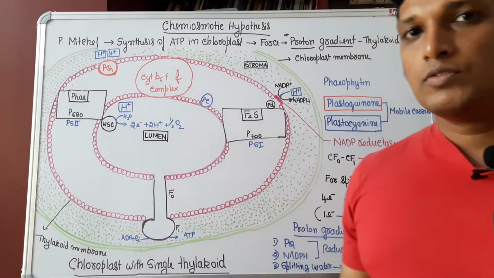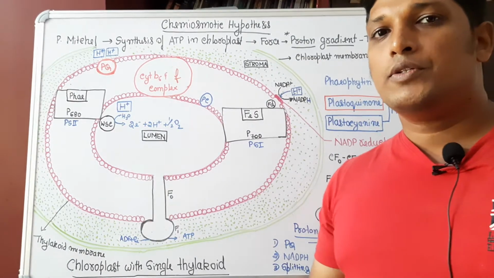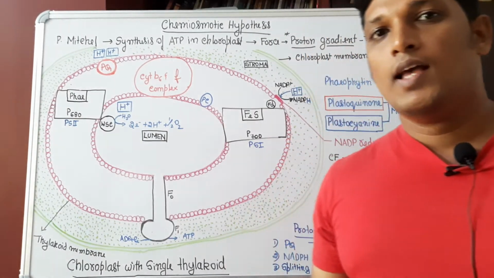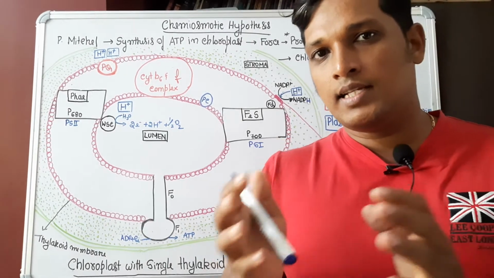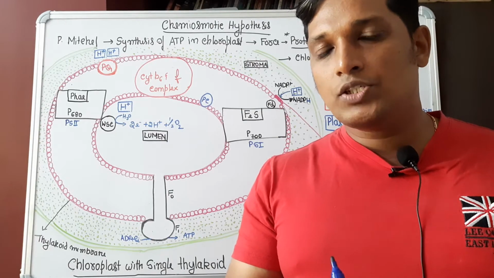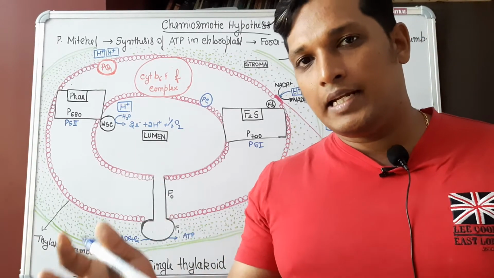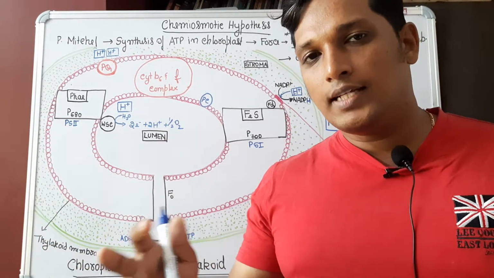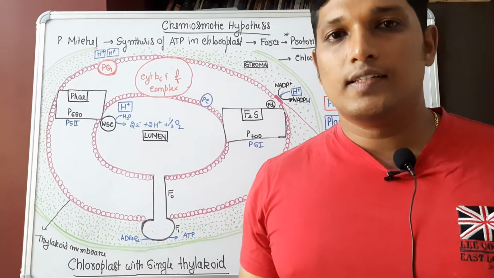Hello everyone. Today's topic is chemiosmotic hypothesis. What we are going to learn in chemiosmotic hypothesis. As you know, photosynthesis has got light reaction and dark reaction. During light reaction, there will be preparation of ATP and NADPH. During dark reaction, ATP and NADPH is utilized to fix carbon dioxide. This is the basic concept of photosynthesis.